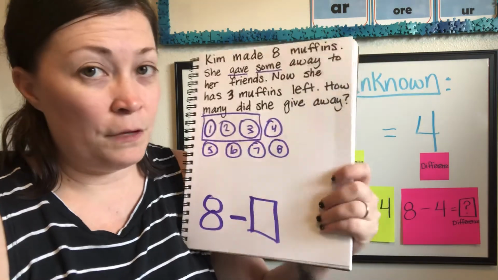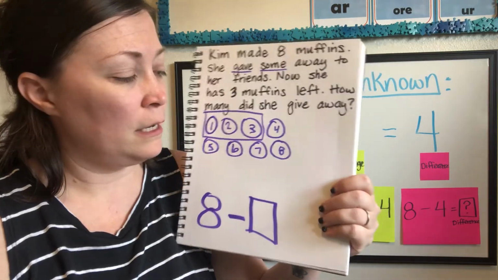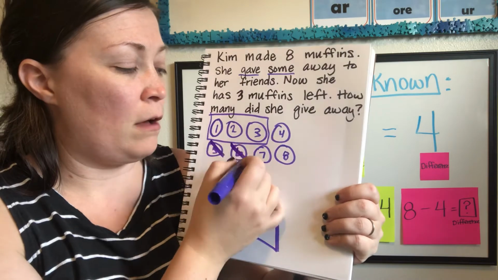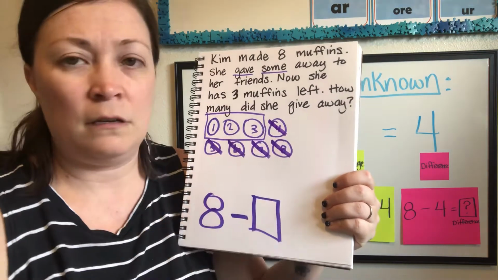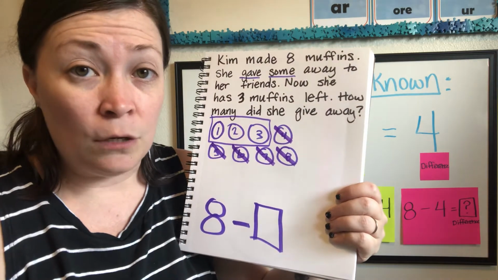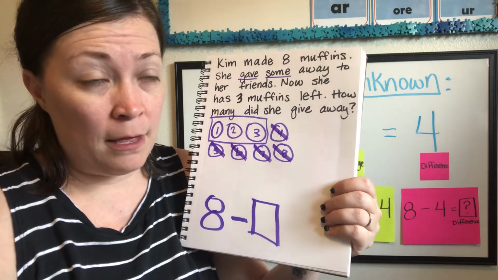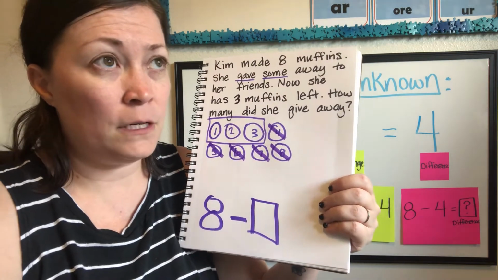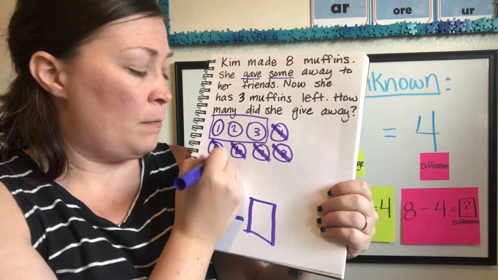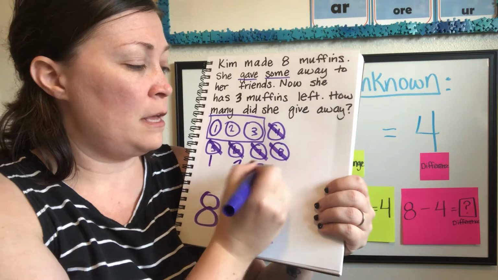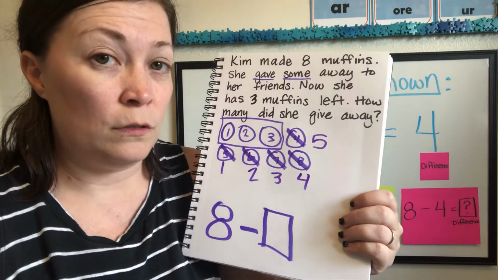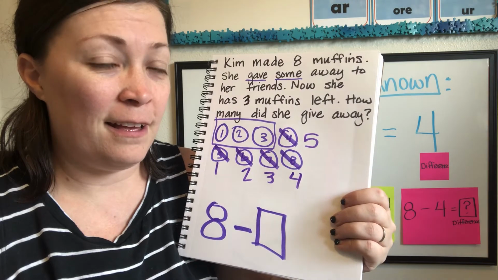All right, so hopefully you paused the video and you did your work. So I can see the 3 left, so I know she gave away all of these to her friends. We like to cross out when we're giving something away. What I don't know is how many she gave away. And to find out how many, what do we have to do? We count. Yeah, we just gotta count. So let's count them. 1, 2, 3, 4, 5. Ooh, so how many did she give away?